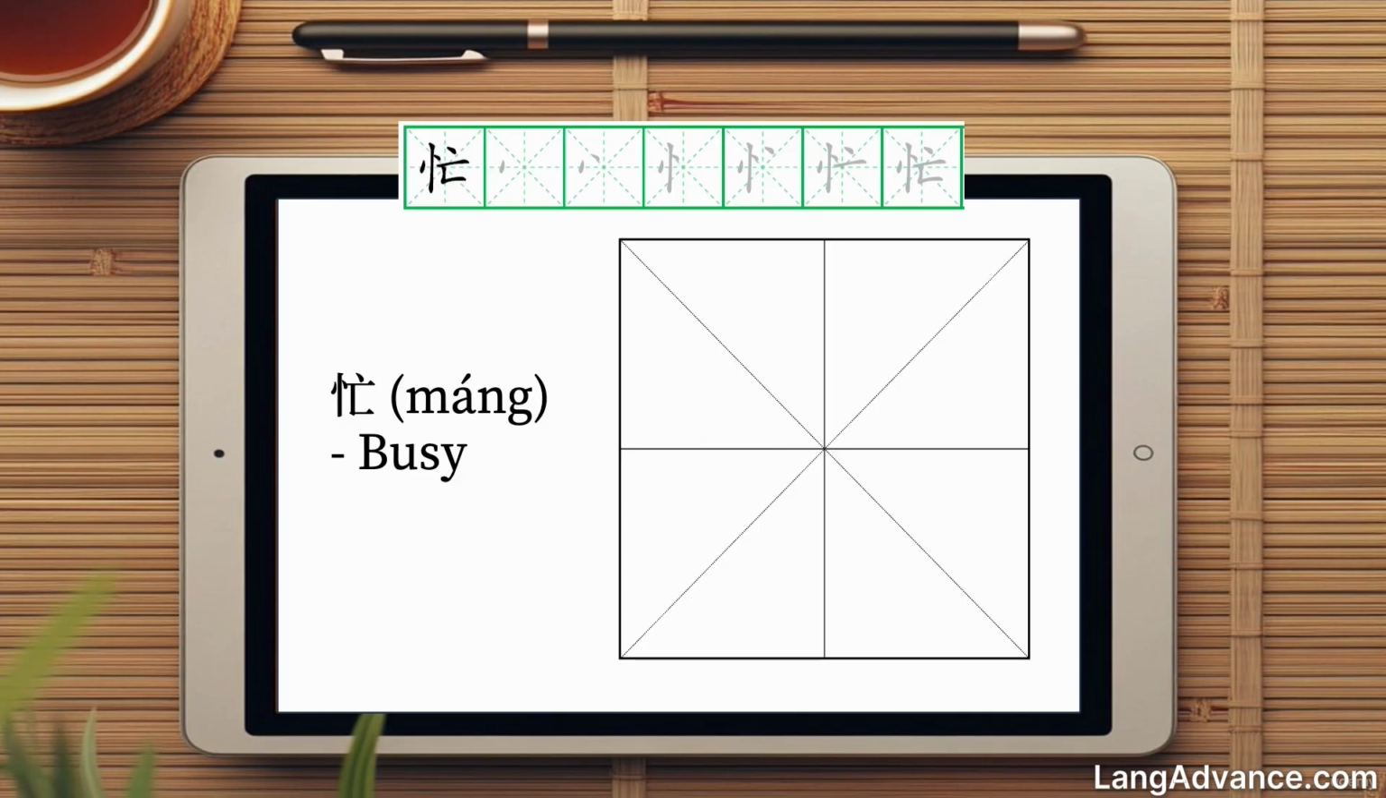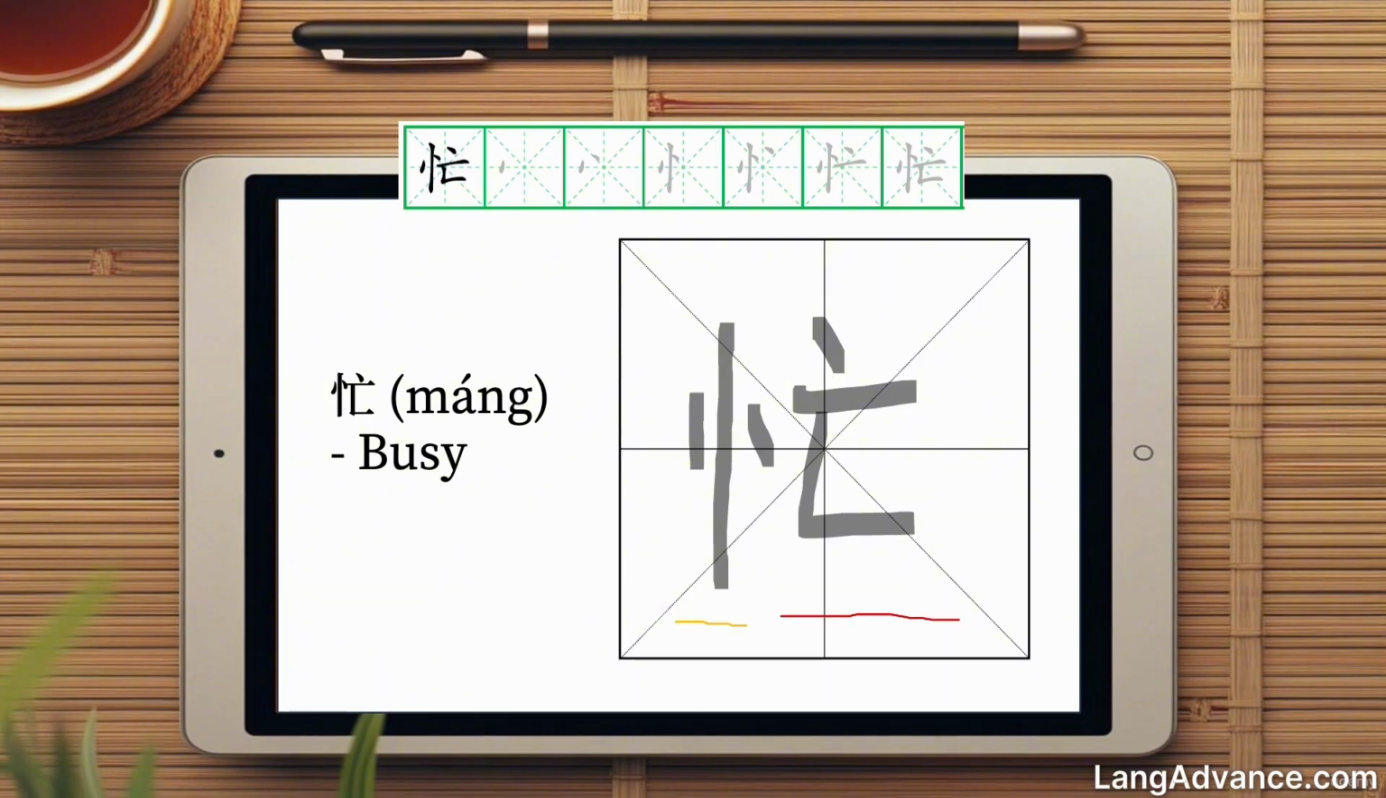Let's start by writing the word mang, which is busy. Interesting enough, we have the heart radical and we have the second part of the component, which is wang, W-A-N-G. The wang by itself is a word meaning dead. So it's very funny when you look at it, your heart is dead. That's how busy you are. Anyway, let's start to plan how to write the word mang.